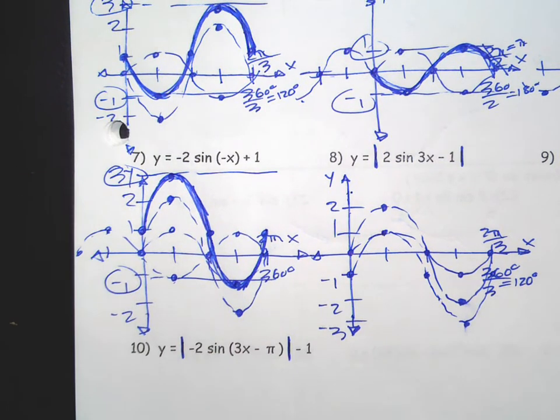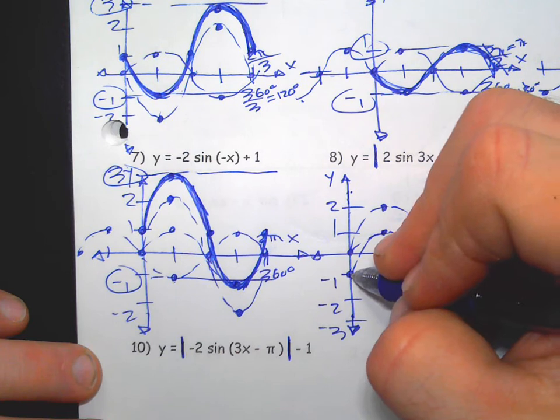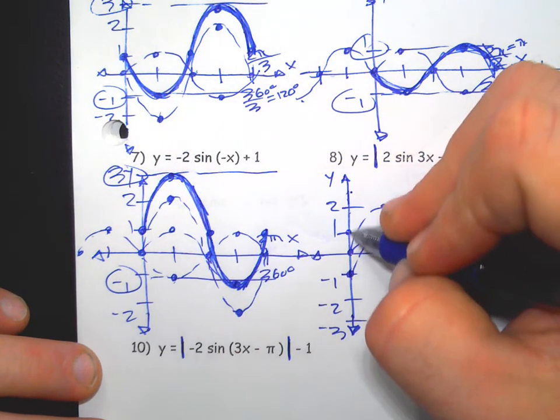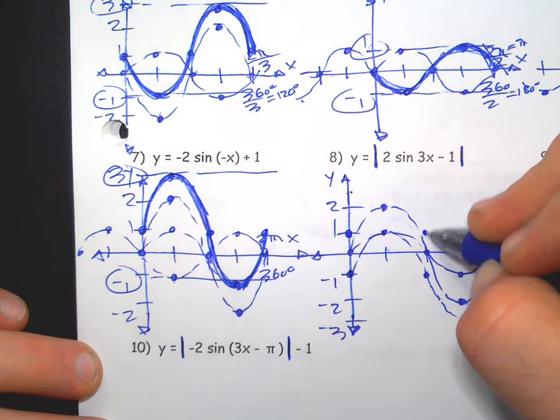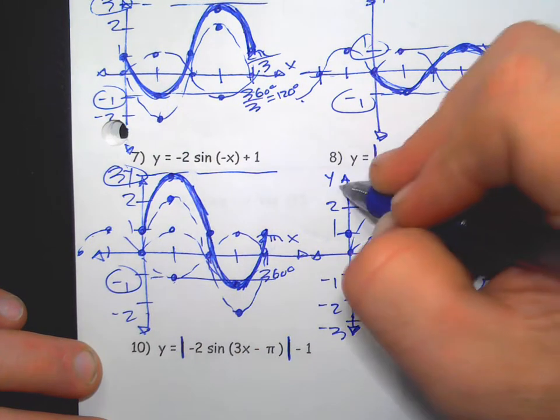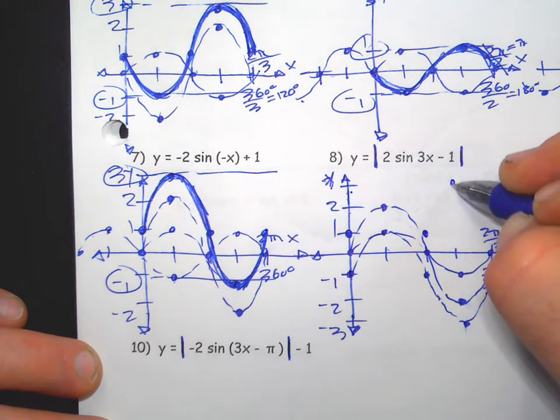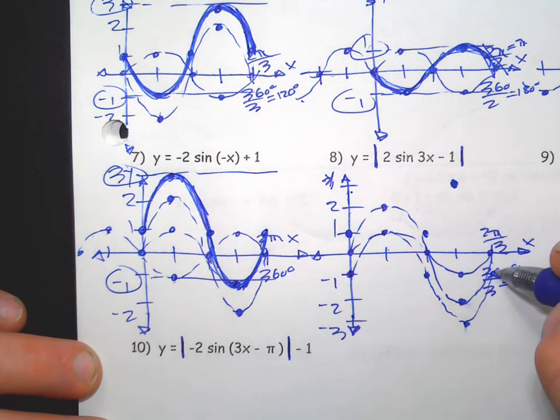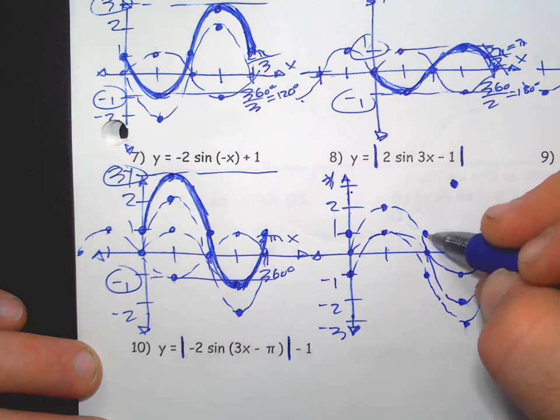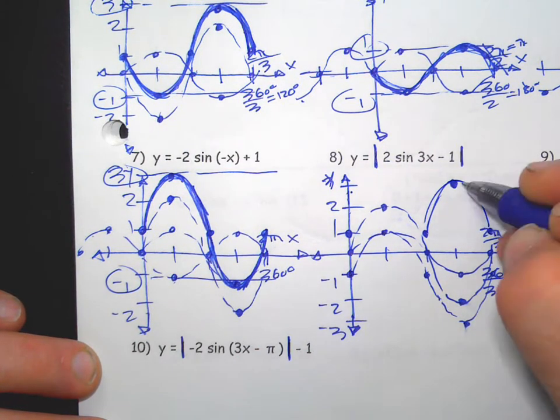Okay, now the absolute value forces anything that's negative to be positive. So what I would do is I'd flip the dots. Negative 1 dot becomes positive 1. Negative 1 dot becomes positive 1. Negative 3 dot becomes positive 3, way up here. And negative 1 dot becomes positive 1. So this part of the curve is like that.